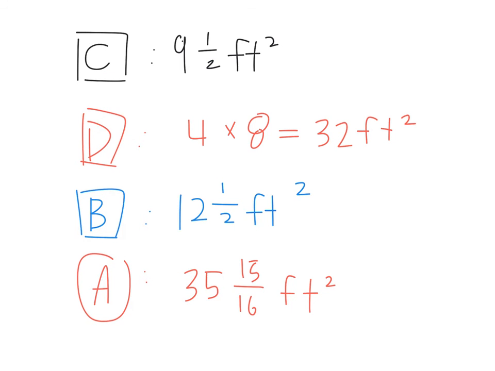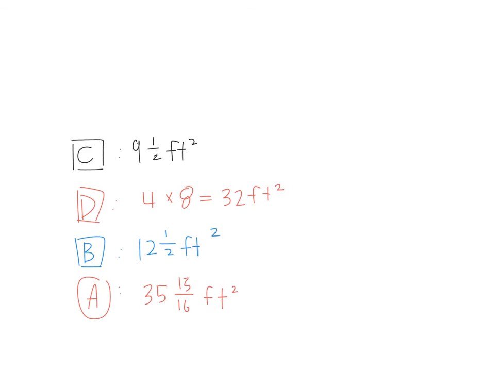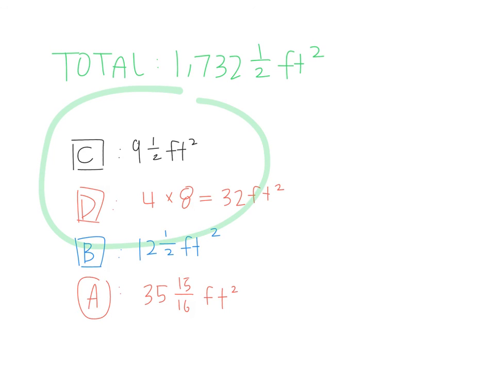So now that we know the area for all 4 of those cutouts, what do we have to do? We have to subtract all those from our total. What was our total? 1,732.5 square feet. Okay, so we can either add up everything that we need to subtract, or we can subtract one at a time. Which one do you guys want to do? Let's add everything up and then subtract it all at once.